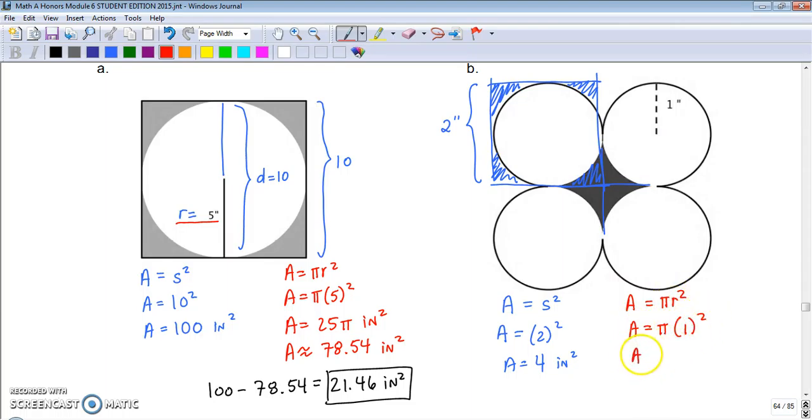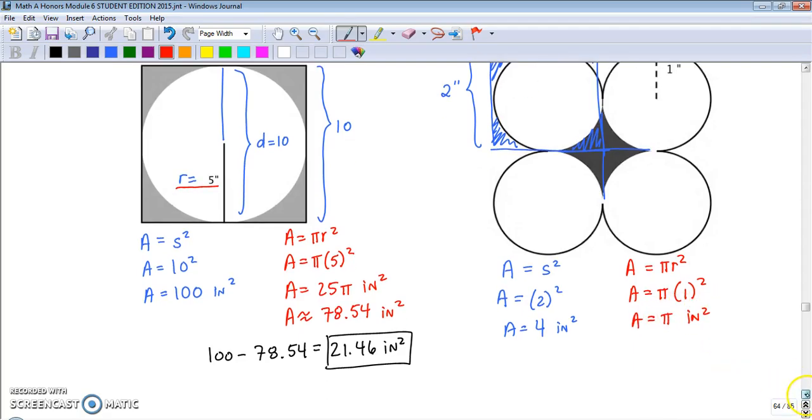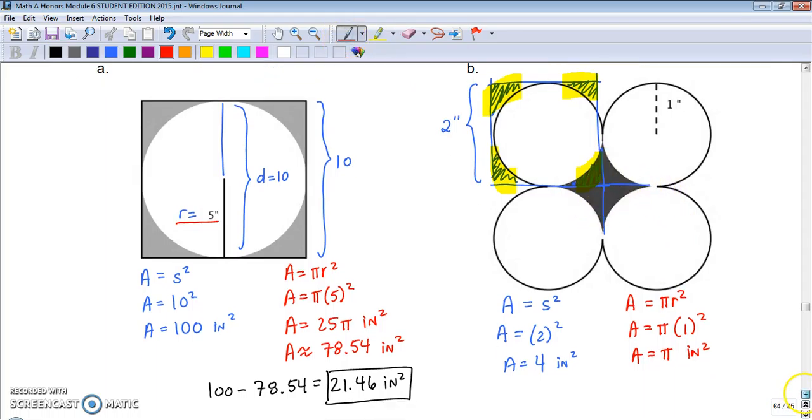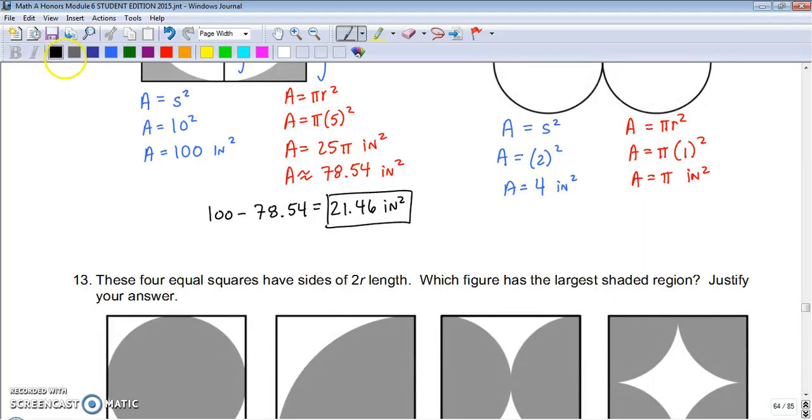One squared is 1, and so the area is pi inches squared. And if I find the difference between these two shapes, the square and the circle, I should be finding this blue region, which should be the same as the gray region. And so I need to figure out what is 4 minus pi.